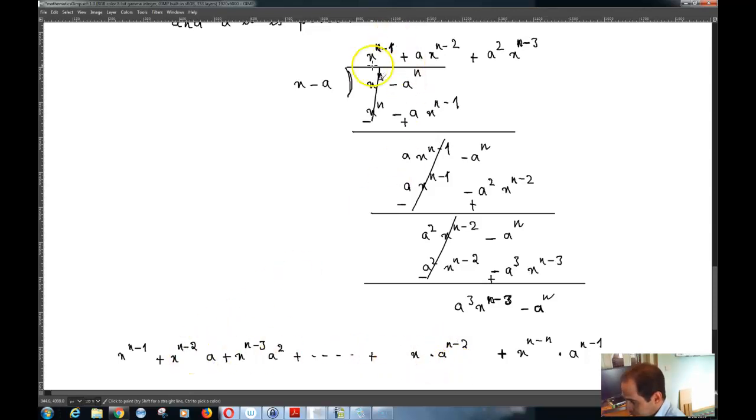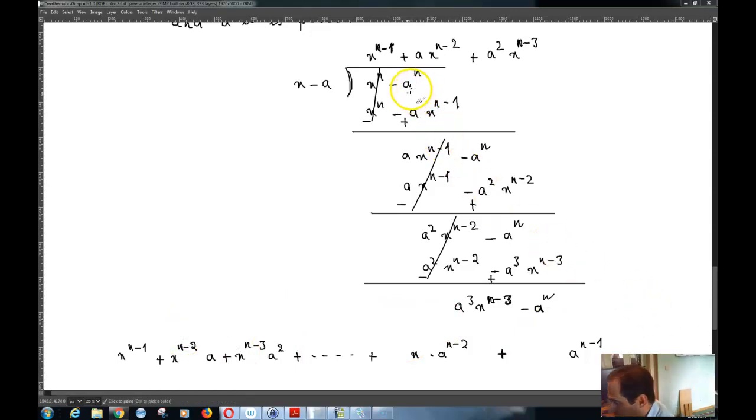So then this quotient becomes x raised to the power n minus 1 plus x raised to the power n minus 2 times a plus x raised to the power n minus 3 times a squared, all the way up to x times a raised to the power n minus 2 plus a raised to the power n minus 1. So you can just simply forget about this part. So this is going to be your quotient.